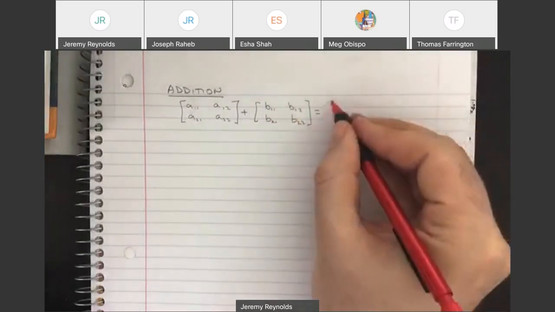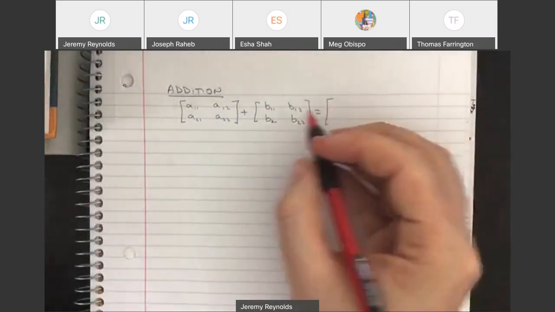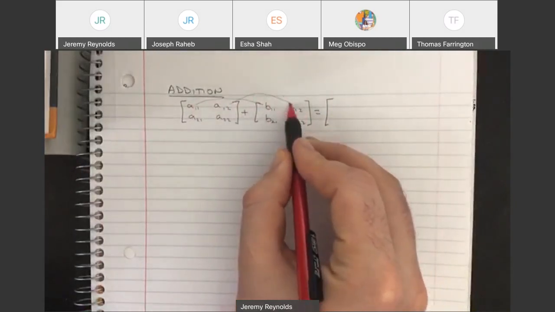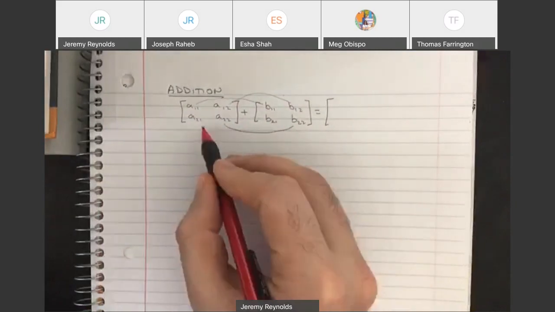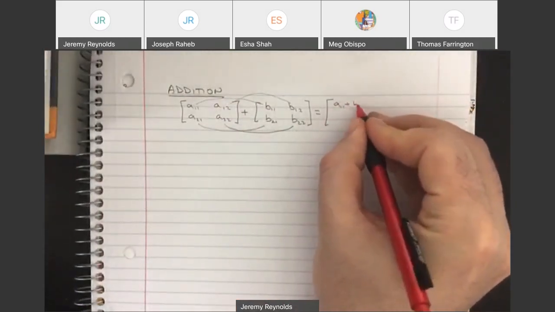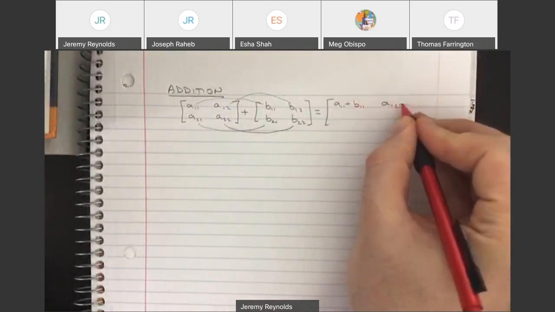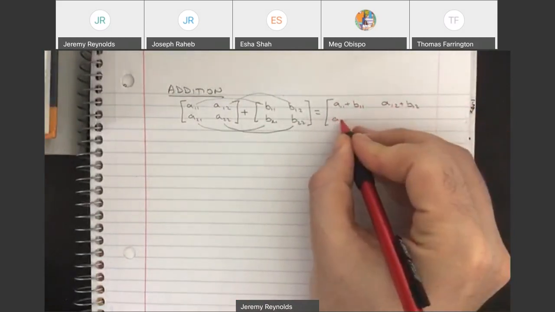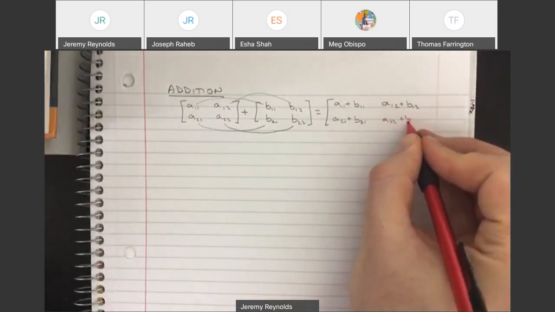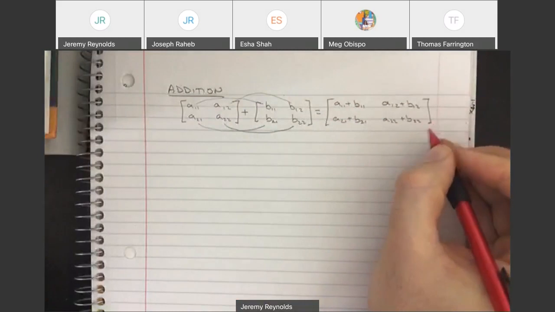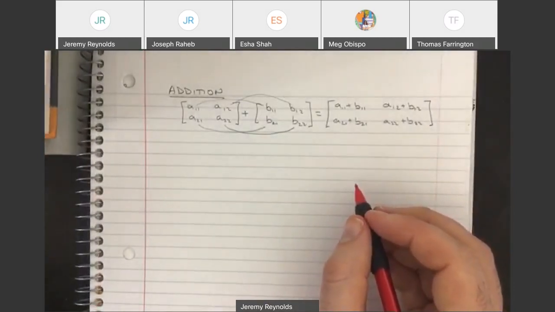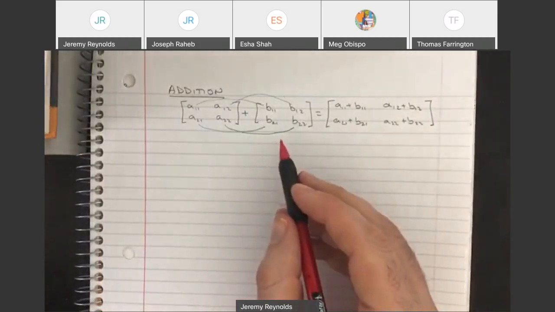So if we were to add these two matrices, we would just be adding the elements. So it's this guy plus this guy plus this guy, and you just add the elements in the exact same spot. So A11 plus B11, A12 plus B12, A21 plus B21, and A22 plus B22. You'll notice that in order to conduct matrix addition, both matrices will have to be the same size.